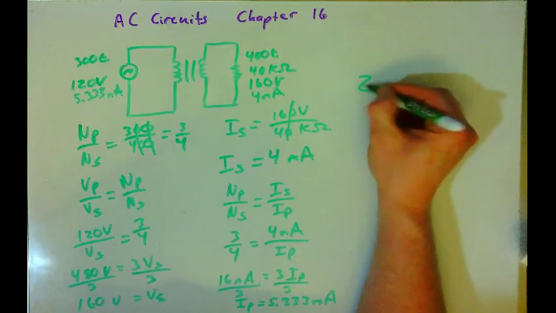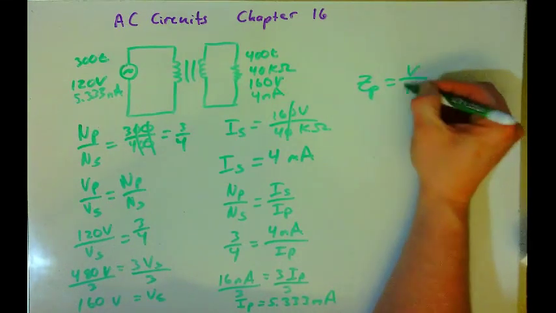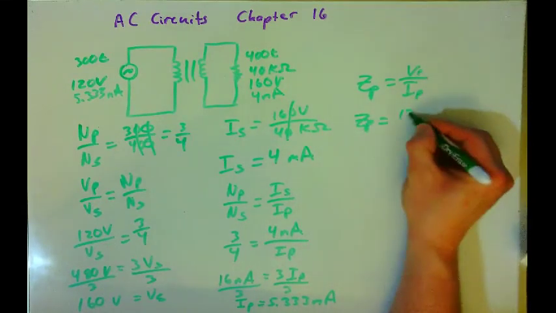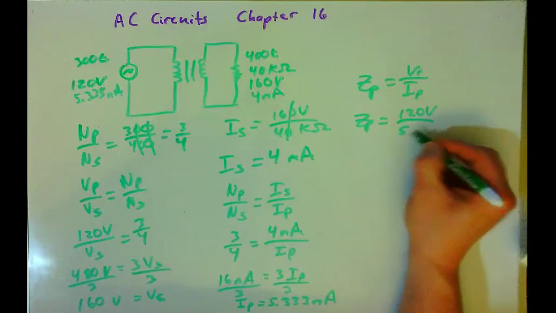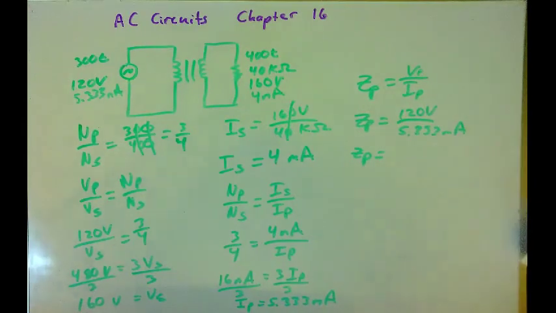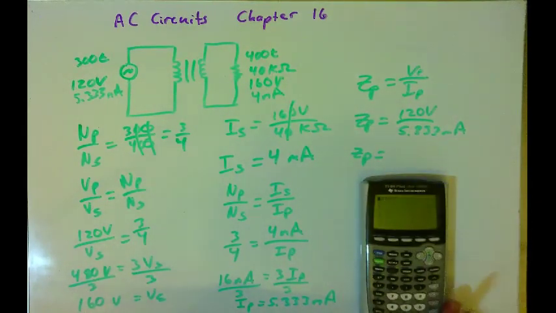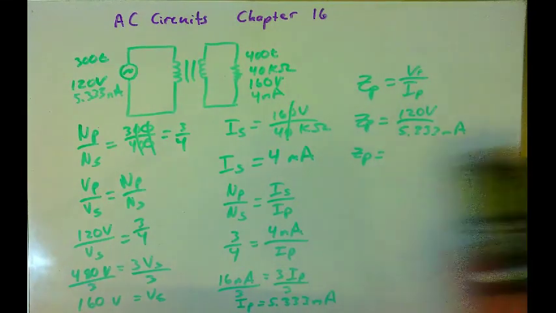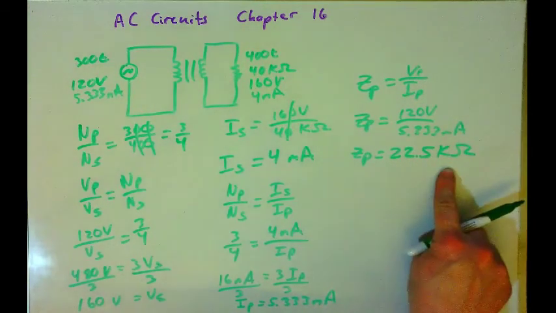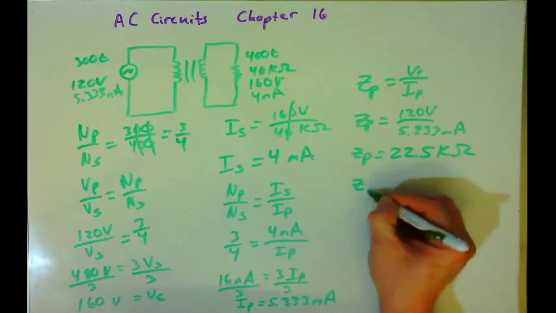Now we can find the primary impedance. Primary impedance will be the voltage divided by the current. Primary impedance is 120 volts divided by 5.333 milliamps. So the primary impedance is 120 divided by 5.333 milli, and we get 22.5 kilo ohms. 22.5 kilo ohms. And we could check our answers.